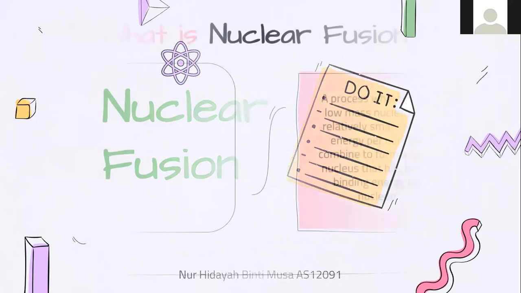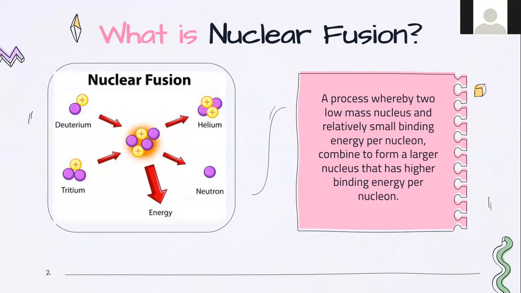So what is nuclear fusion? Nuclear fusion is a process whereby two nucleus and relatively small binding energy per nucleon combine to form a larger nucleus that has higher binding energy per nucleon.